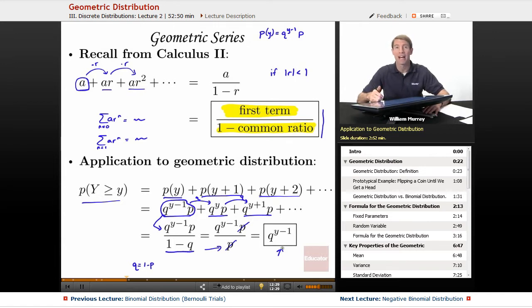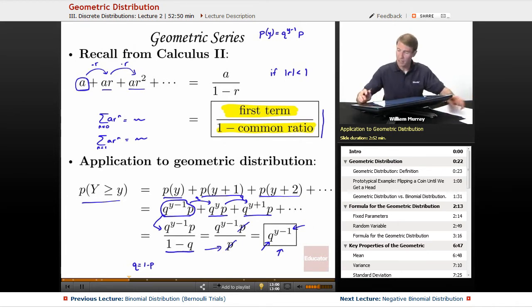Another way to think about that is that in order for the experiment to last for y trials, say 10 trials, it means that you have to fail for the first 9 times that you run the experiment. So if you're going to run for 10 trials or more, that means you have to fail 9 times. And remember, q was the probability of failure. You have to fail for the first y minus 1 times. That's why you get q to the y minus 1 there.